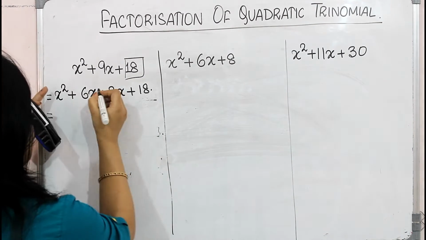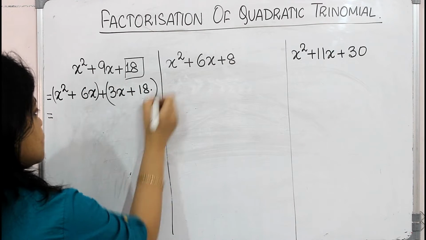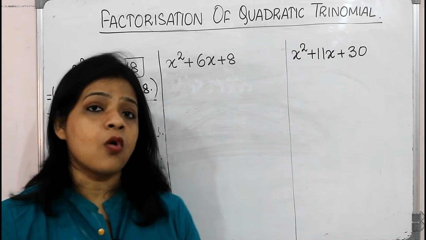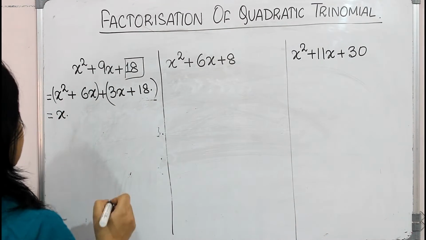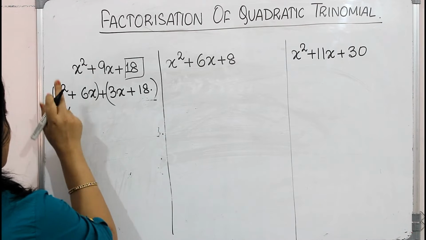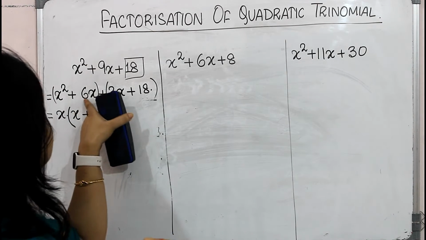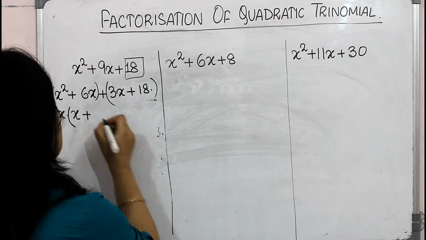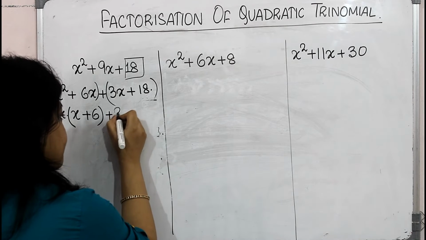So here, if you consider these two terms together and these two terms together, from here you try to find out the common factor. So here x is the common factor. So what is left? x is left, x plus here 6x. So x is already there, so what you are to do? You are to write here 6 plus 3.